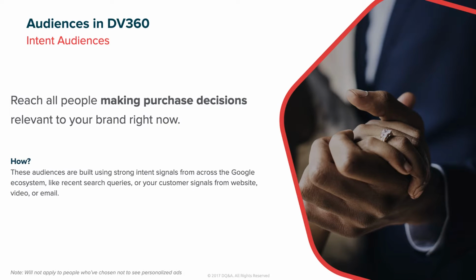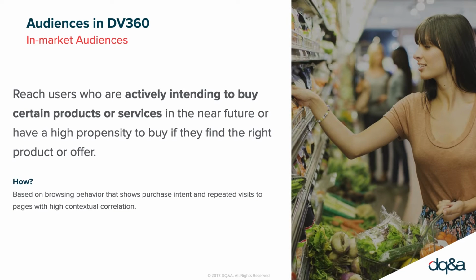With intent audiences, you can reach people that are making purchase decisions that are relevant to your brand right now. And these audiences are built using strong intent signals, again from Google's properties, like recent search queries or customer signals on a website, video, or email. So bear in mind, these signals are updated in real time. And let's have a look at these intent-driven audiences.